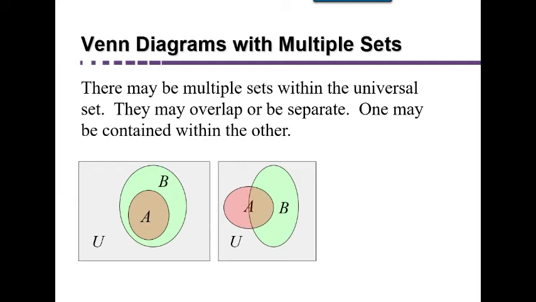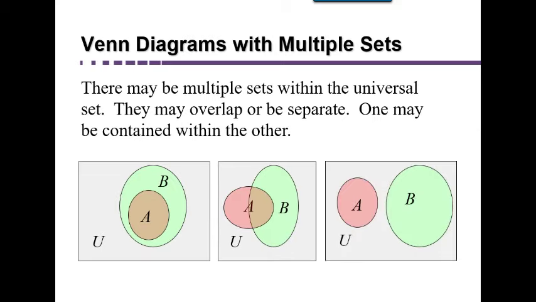Now, there may be multiple sets within the universal set. They might overlap or be separate, and one can be contained in another. But in the picture on the right, unlike the picture on the left, A and B overlap, but A might not be contained completely within B. In other words, maybe there's an element 5 that is outside of B, but inside of A. That's not possible the way the diagram on the left is drawn.